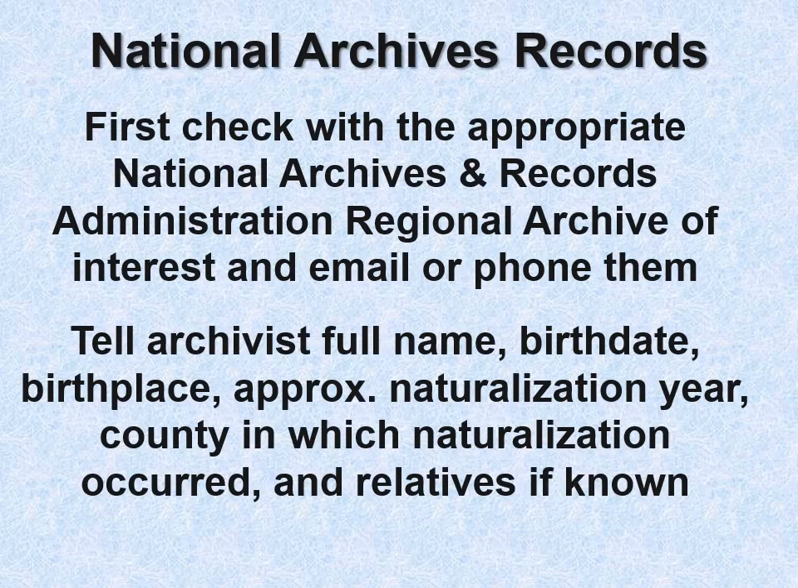Now, in 1906, a lot of things changed. So if you're looking for somebody coming in or becoming naturalized, first check with the appropriate National Archives and Records Administration regional archive that covers the area of your immigrant of interest, and email or phone them. There's a list of these online. Tell the archivist the full name, birth date, birthplace, approximate naturalization year, county in which the naturalization occurred, and relatives if known.